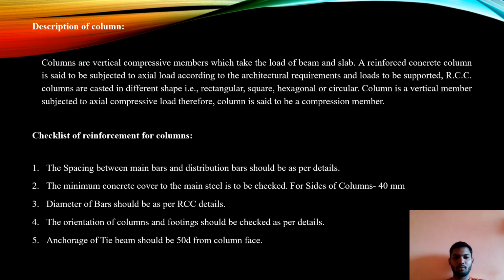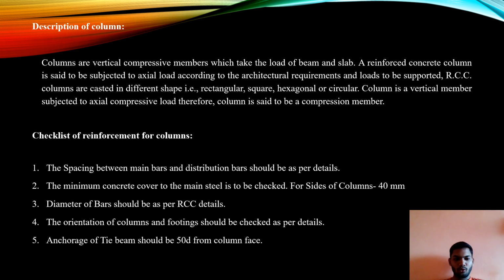Columns are vertical structural members that carry load to the beam and slab. A reinforced concrete column is subject to axial load. Columns are cast in different shapes, that is rectangular, square, hexagonal, or circular. A column is a vertical member subjected to axial compressive load. Therefore, columns are said to be compression members.